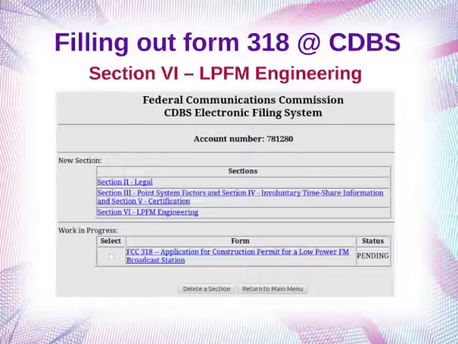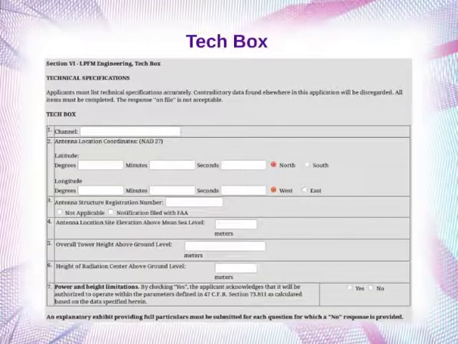Okay? So now let's go to Section 6, LPFM Engineering. Once you submit your information, you're going to be taken to this screen where you can see Section 2, the legal, Section 3, the point system, and Section 6, LPFM engineering. We're not going to be talking again about the legal or point system. We're going to be talking about the LPFM engineering. So you're going to click there on Section 6, LPFM engineering, and that is going to take you to the text box. This is how the text box looks in the CDBS.